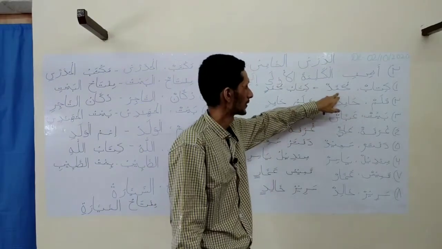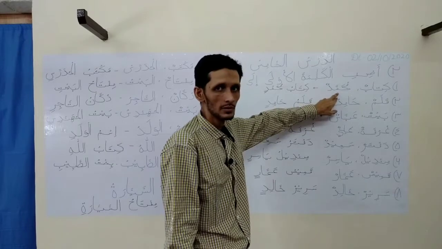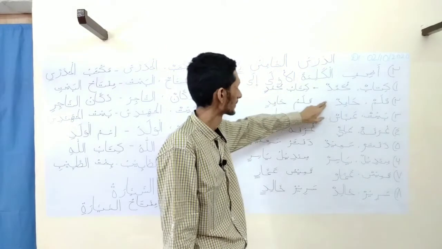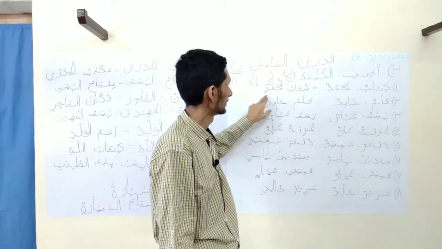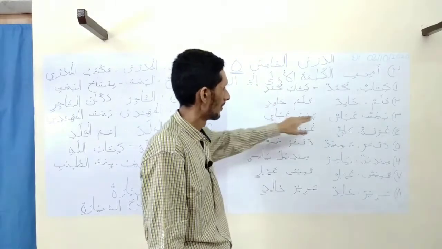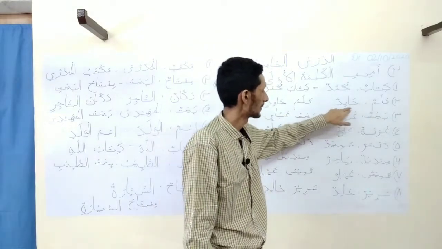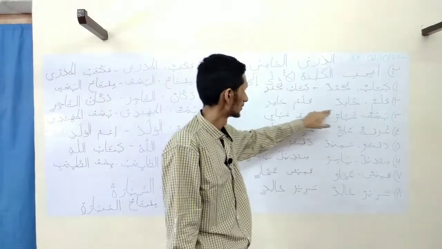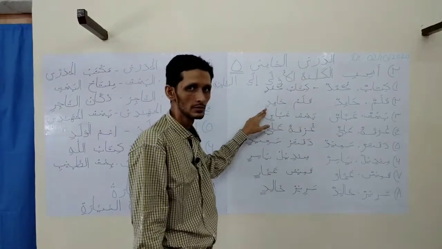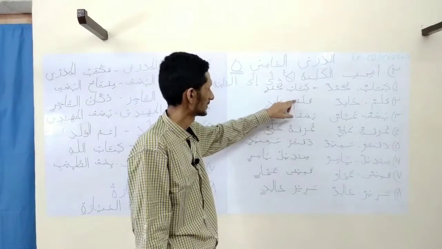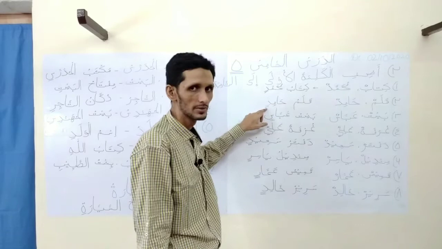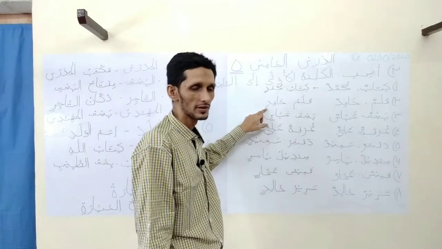Kitabun Muhammadun. Let's make the combination of mudaaf ilayhi. Kitabu Muhammadin. Book of Muhammad. Qalamun Hamidun. So it will become Qalamu Hamidin. Observe the signs: single dhamma on mudaaf and tanween bil kasra on mudaaf ilayhi.